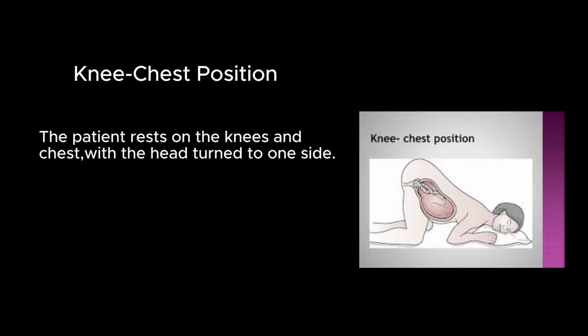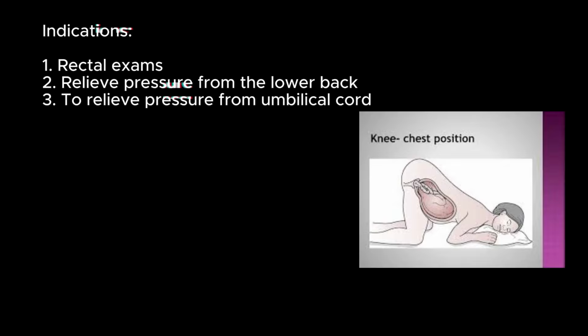Now, when do we need knee chest position? What are the indications for it? This position is used for rectal examination. It's also used to relieve pressure from the lower back. It's also used to relieve pressure on a prolapsed umbilical cord. So if there is prolapse of the umbilical cord, if there's pressure on the umbilical cord, one of the measures to relieve pressure is knee-chest position.